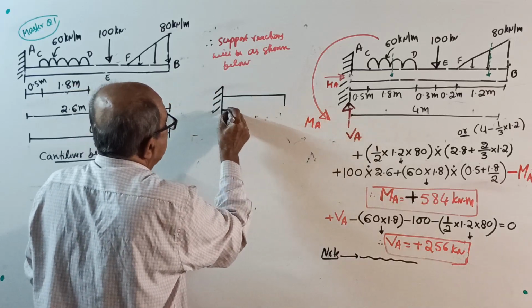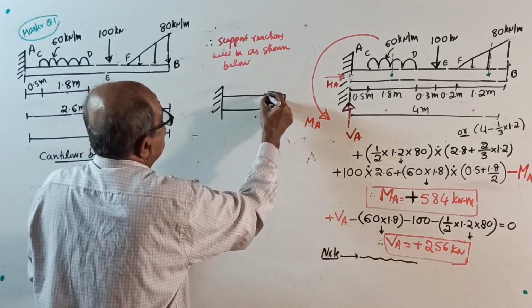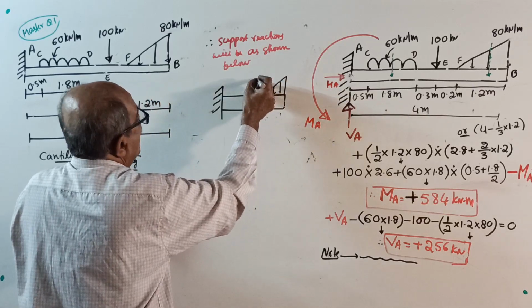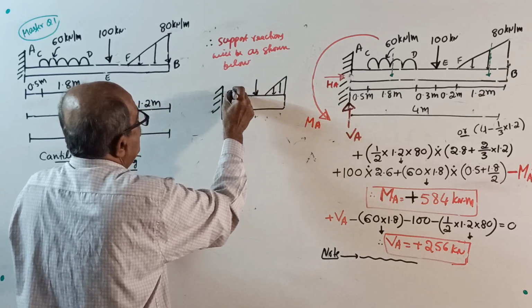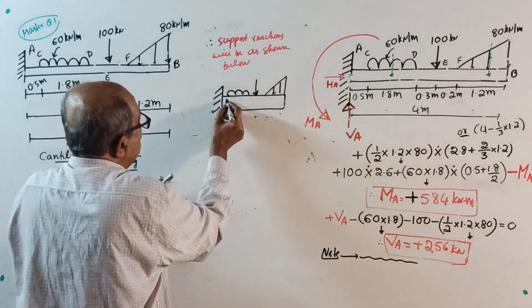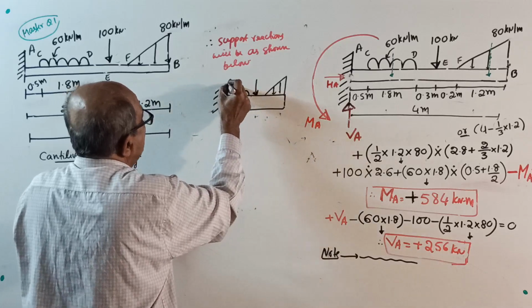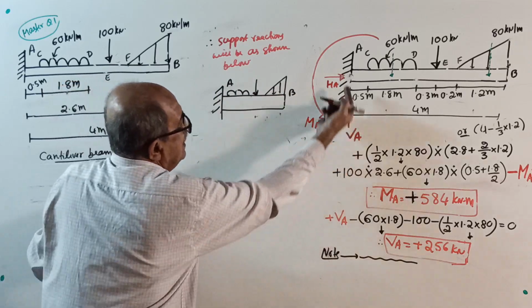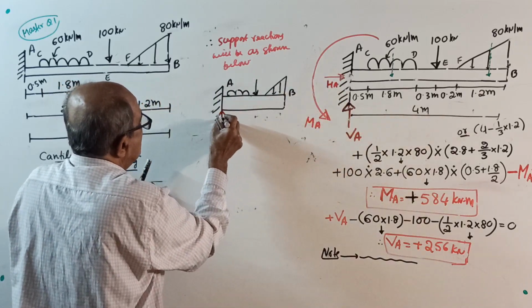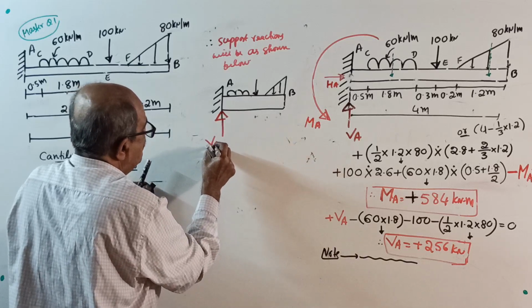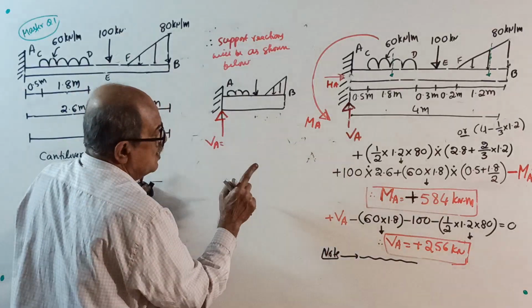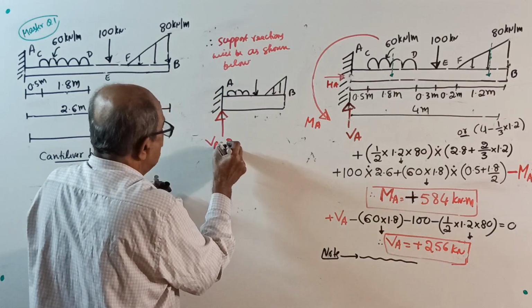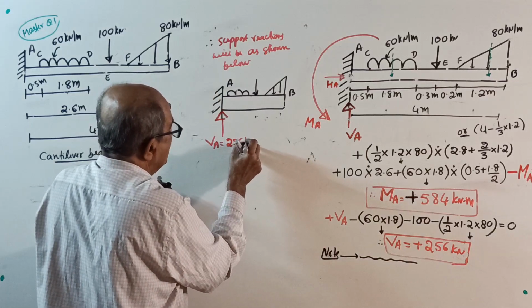Now too much time is not required. See here, one uniformly varying load, one point load here, one UDL here. That is not required. If you want to write everything, this is A, this is B. There is a VA you took upward. VA is equal to, we got plus now. Once you are entering the answer, assume the direction is correct. It is upward, 256 kilonewton.